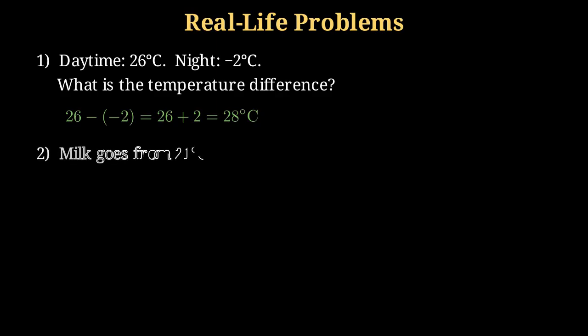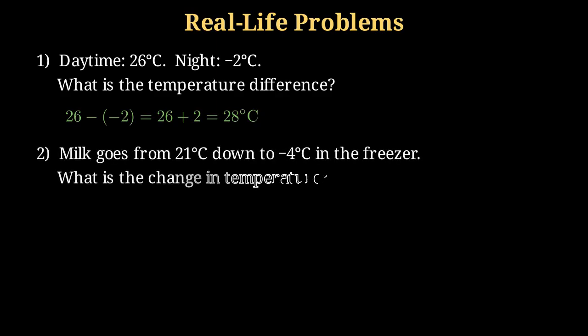Problem 2. Milk at 21 degrees is frozen down to -4. What is the change? Change is always final value minus starting value. -4 minus 21, -4 plus -21, -25. The temperature dropped by 25 degrees. The negative sign tells you it was a drop.